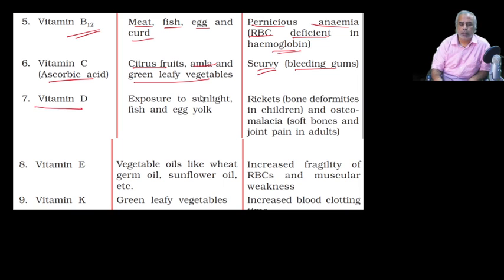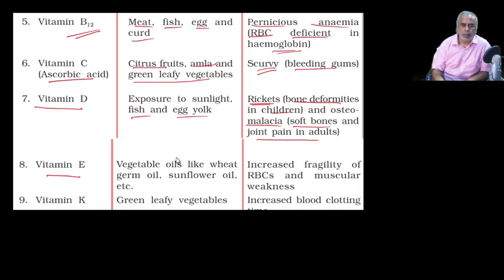Vitamin D is present in sunlight, so exposure to sunlight, then taking fish and egg yolk will be good for having this vitamin D. Suppose it is deficient, then you will suffer from rickets, that is bone deformities in children, and osteomalacia, that is soft bones and joint pain in adults.